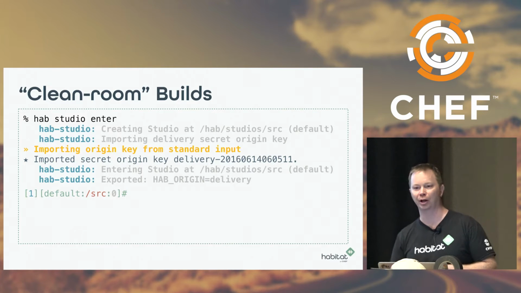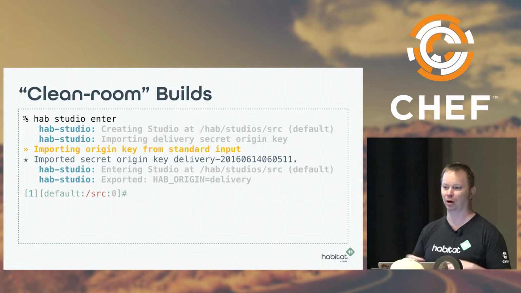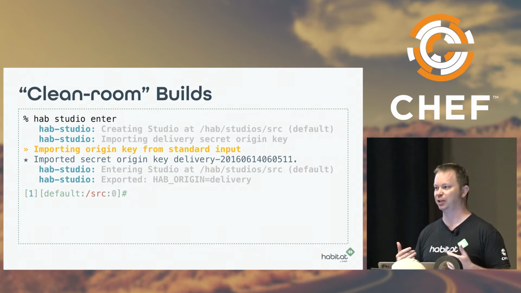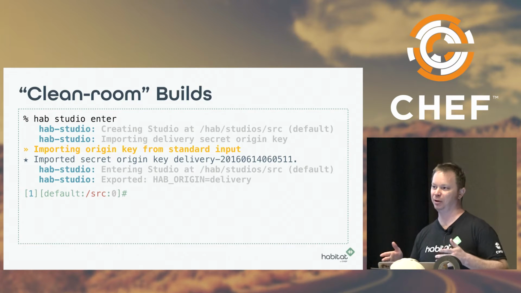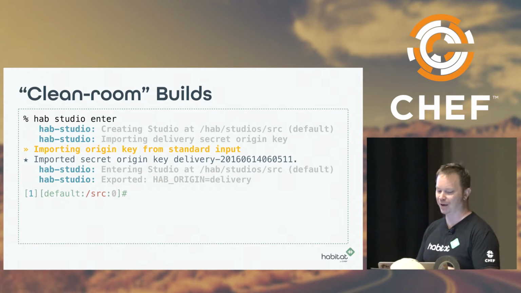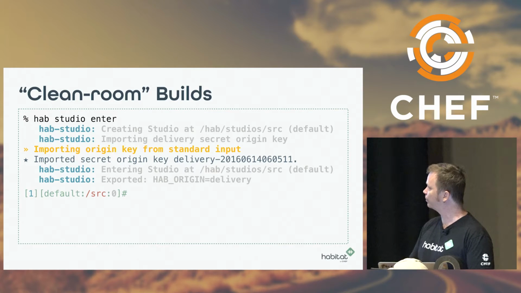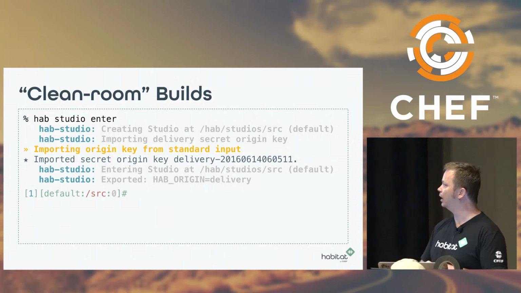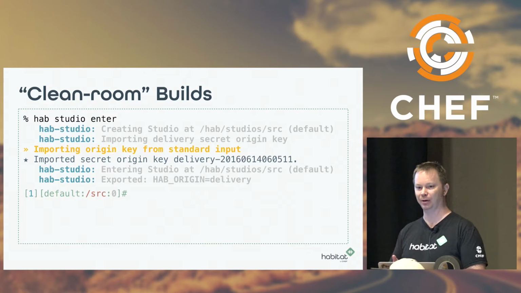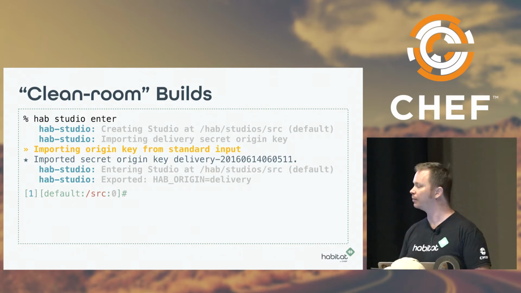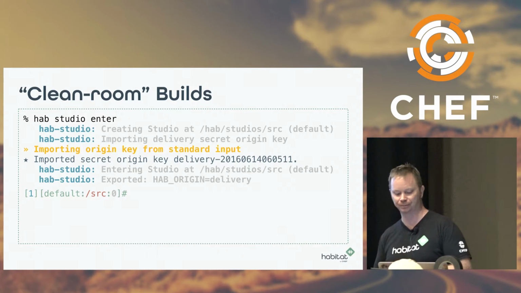It could be called Core, it could be called Acme Corp, it could be called J Timberman. Well, you couldn't use J Timberman because that's my key, so you make your own. And then it imports the origin secret key, and then it enters the studio. And now I'm in a 64-bit Linux environment. That's what Habitat runs on currently. And in here, I can perform the build of my package.